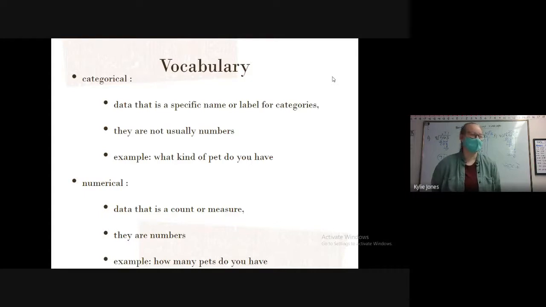An example of categorical data is what kind of pet do you have? Someone could answer cat, dog, hamster, lizard, rabbit, right? Those are categories of animals. If you ask them how many pets do they have, they're going to give you numbers. So it's a numerical type of data. Do you see a difference there? Numbers versus categories?